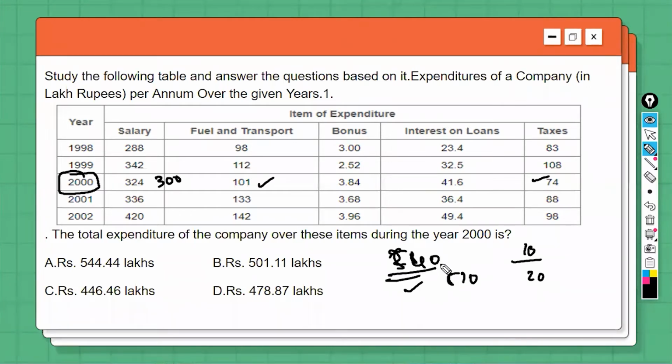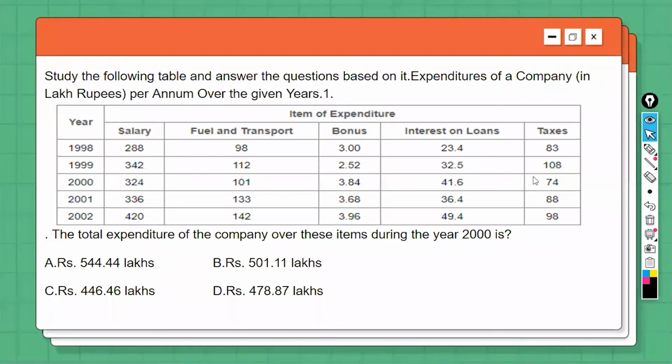If you know that the answer will be a little more than 540, you can straight away mark this, because these are very, very less. So the answer should be 540, 500 plus. Even that's a great guess. Okay. Fine.